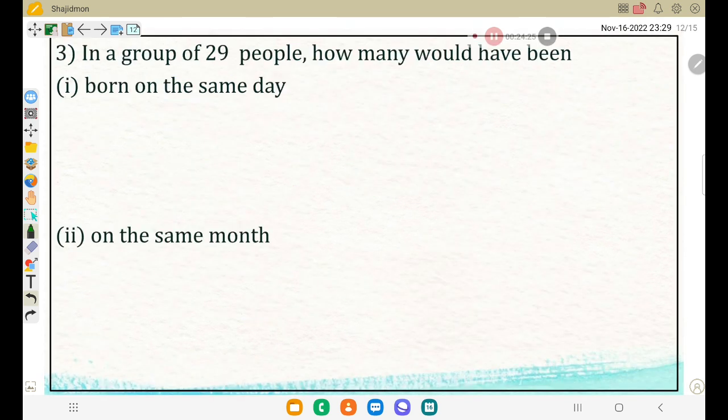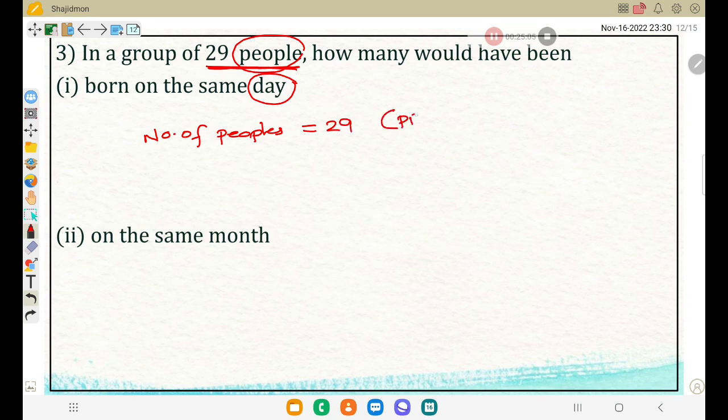Now let me go to question number 3 here. You can see the question. In a group of 29 people, how many would have been born on the same day? That is the question. So what is the pigeon and what are the pigeonholes? People are the pigeons, correct? So in a group of 29 people, the number of people is 29. This is what we are calling pigeons.